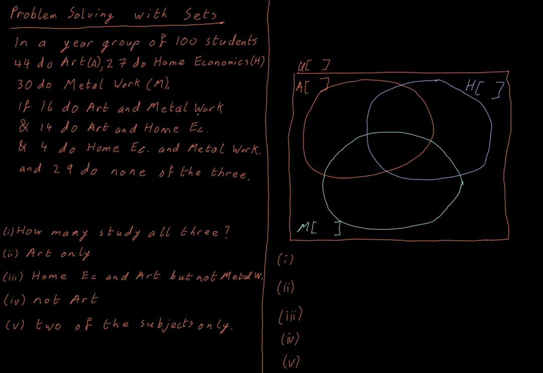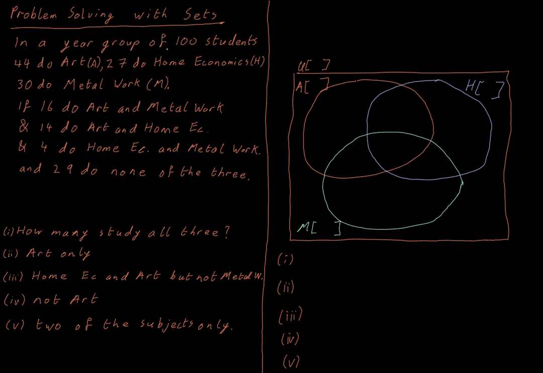If 16 do art and metalwork, and 14 do art and home economics, and 4 do home economics and metalwork, and 29 do none of them at all, don't do any of the three, we're going to have to use this information to answer these questions. So how many students study all three, how many study art only, and so on. But first, our Venn diagram.